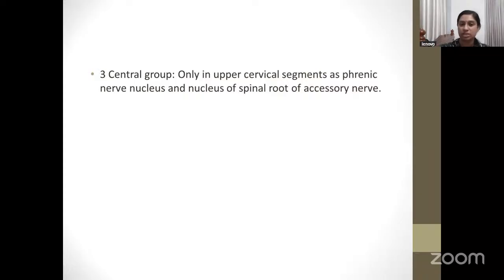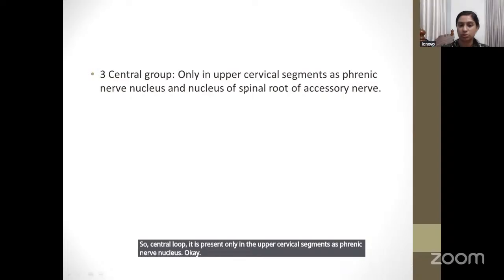So the central group is present only in the upper cervical segments as the phrenic nerve nucleus, and the nucleus of the spinal root of the accessory nerve.